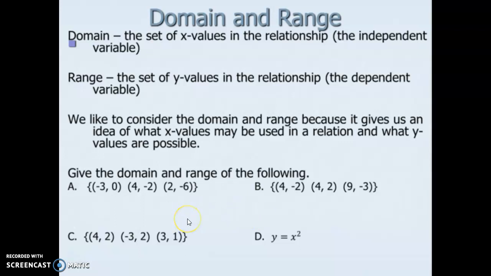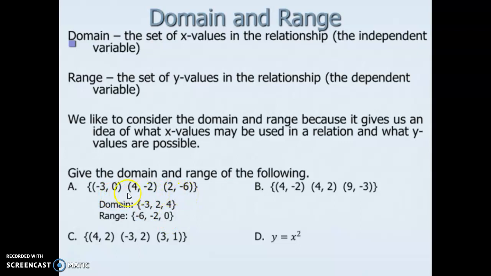On the first one, looking at my domain and my range on A, I'm going to do this one with you. So your domain is your x values. My x values here are -3, 4, and 2. You can see where I've listed them out with the fancy brackets. It's a set of these numbers, just the -3, 2, and 4. Those are the only ones that were in my domain. My range was -6, -2, and 0, because those are my y values.